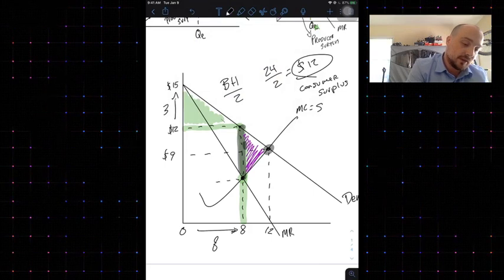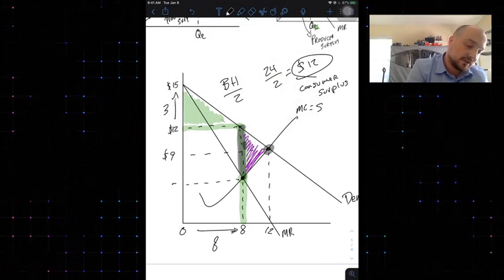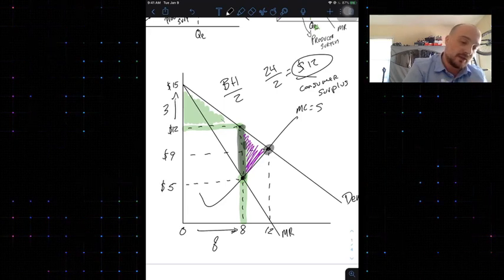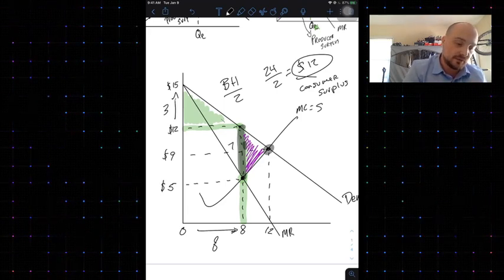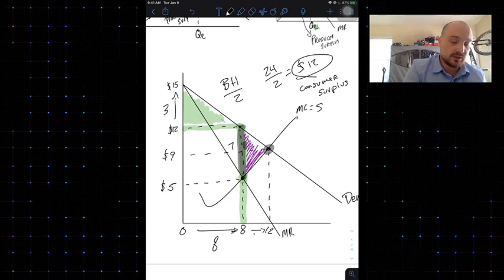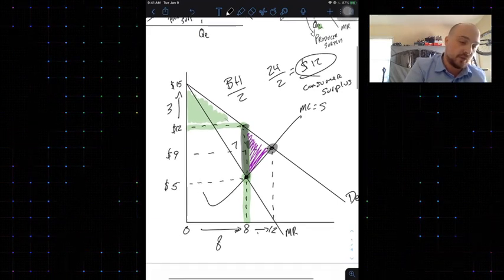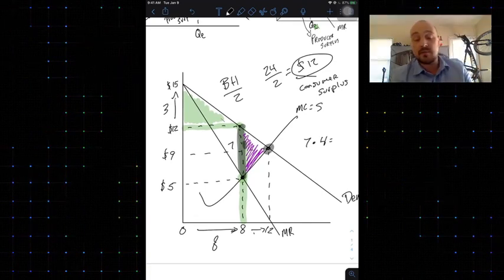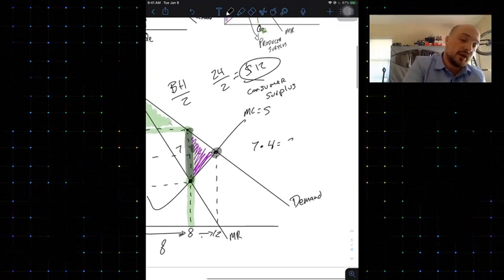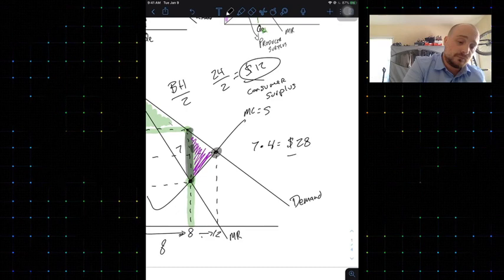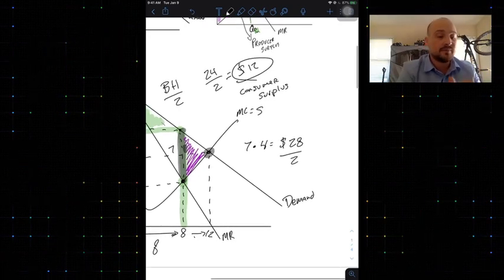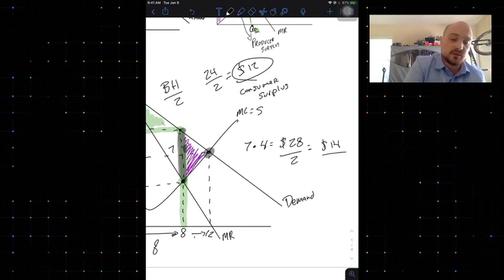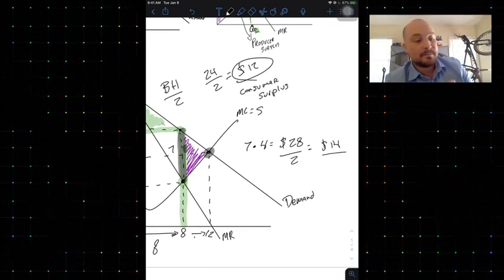Let's give this a number. Let's say that this is 5. From $5 to $12 is a distance of 7, and from 8 to 12 is a distance of 4. 7 times 4. Oh my goodness, I'm giving myself difficult math today. That's 28. And then we divide by 2 because it's a triangle, and that gives us a deadweight loss of $14.